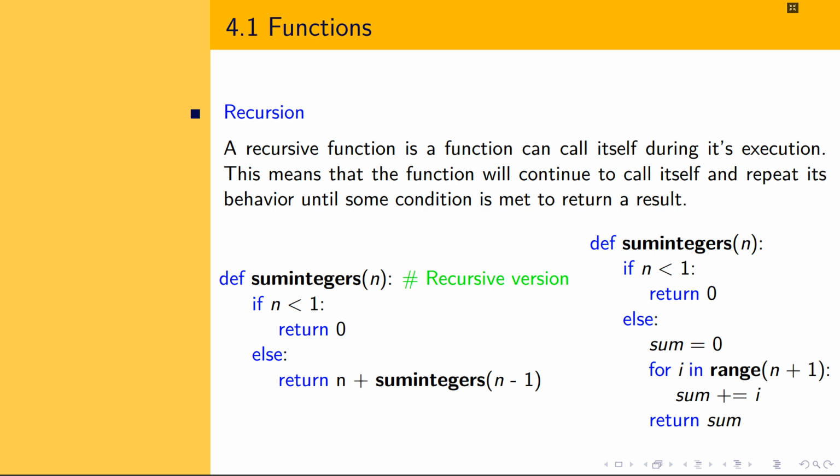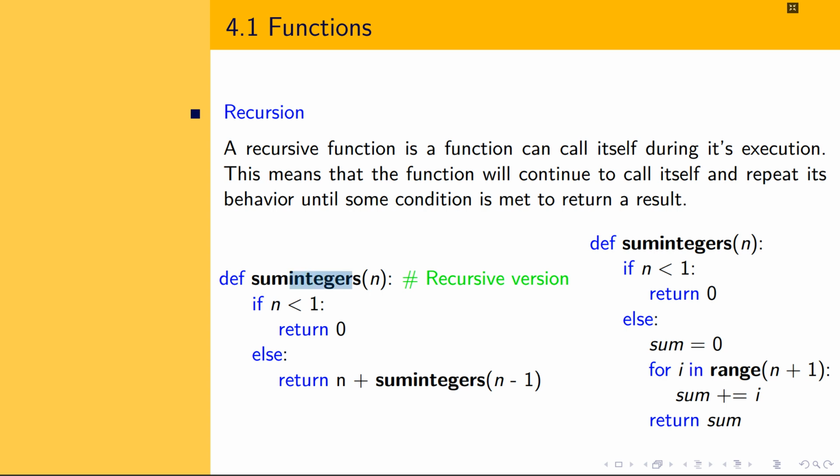Python also accepts function recursion. Recursion means a defined function can call itself while it's executing. This means that the function will continue to call itself and repeat its behavior until some condition is met to return a result. The following example is a recursive function which computes the sum of the first n integers.